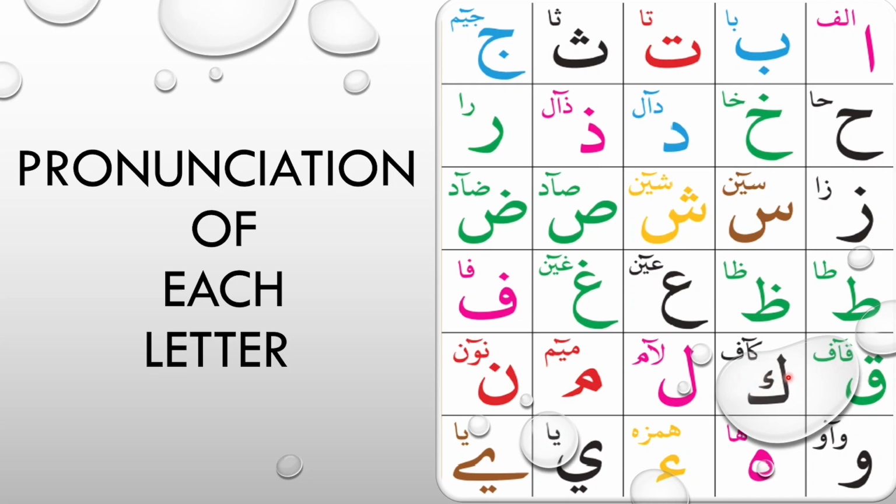Kaf. You also have to make sure that Qaf and Kaf, there's a difference between these two letters. So Qaf is the bold letter. Qaf, Kaf. Lam. Mim. Noon. Waw. Ha. Ha. Hamza. Ya. So there we go. These are all the alphabets in Arabic language.